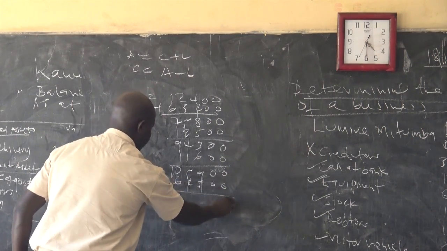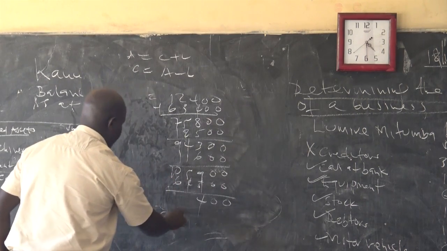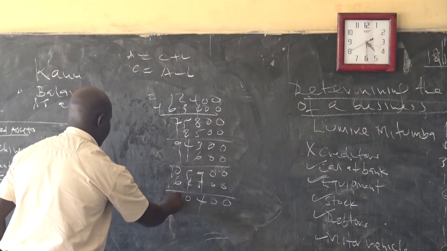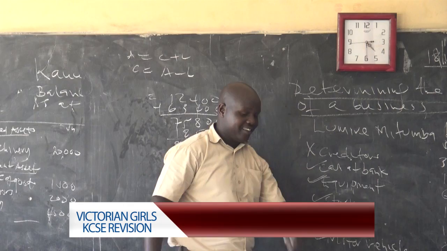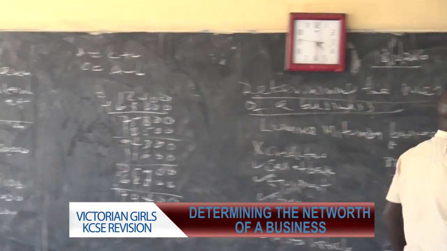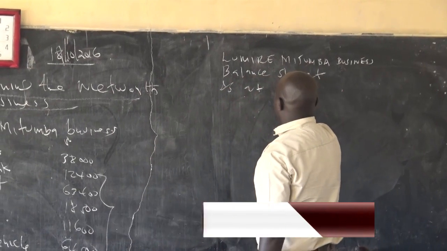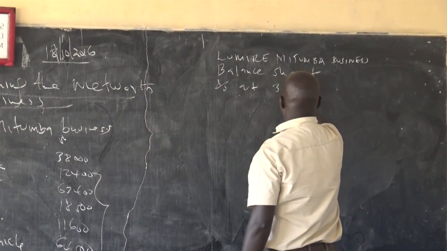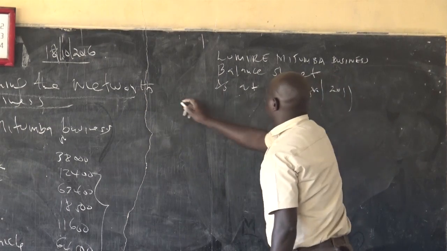Then we have how much do you have here? 0, 0, 4. That is 0, isn't it? 7. Very good. You must break it. So balance sheet is at that year what? April 11.